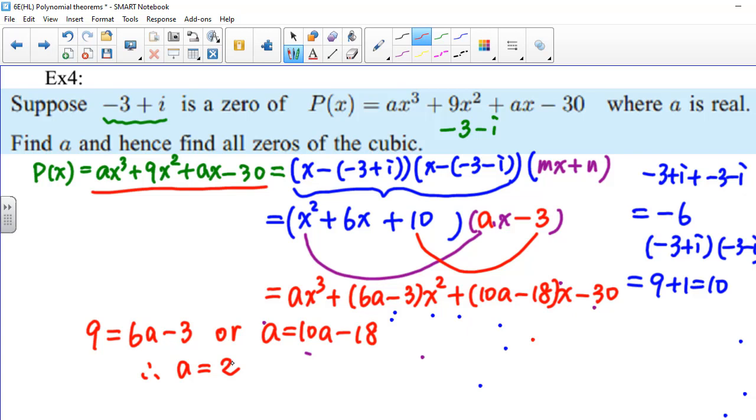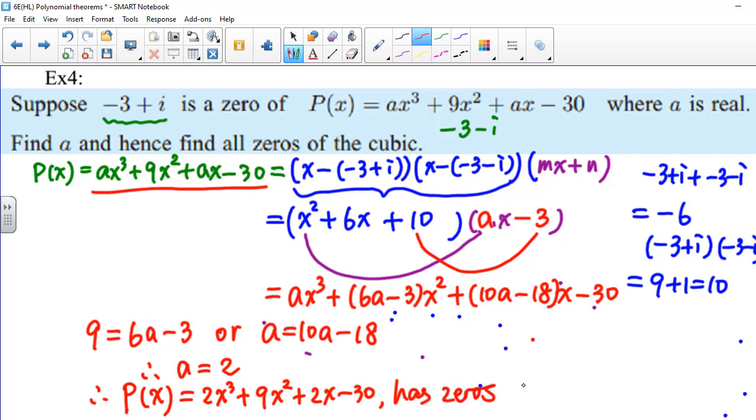So after we find the a value, this polynomial function has been determined. This polynomial function is 2x cubed plus 9x squared plus 2x minus 30. The zeros: the first one is negative 3 plus i. The next one is negative 3 minus i. The last one should come from this linear factor, which is 2x minus 3. Let 2x minus 3 equal 0. We can have 3 over 2.